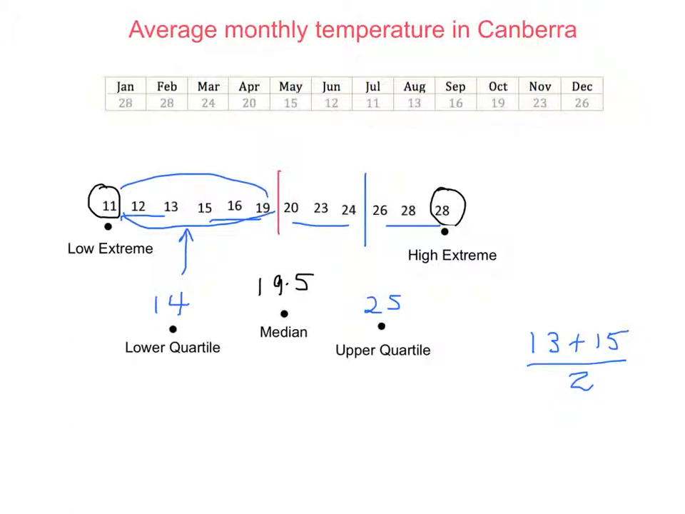So we've calculated our 5 pieces of important information. We've got 11 as our low extreme, 28 as our highest number, the middle score, the average of 19 and 20 in this case, is our median, and the middle of our left-hand side numbers, of which there were 6 of them, is 14, the lower quartile, and on the right-hand side the middle of those numbers is the upper quartile, and it was 25.